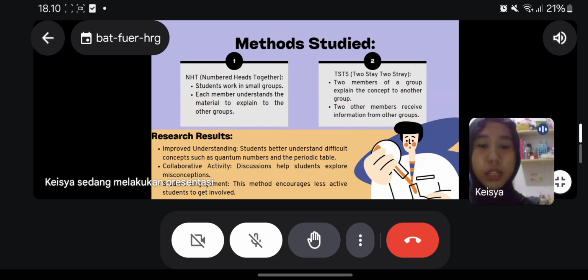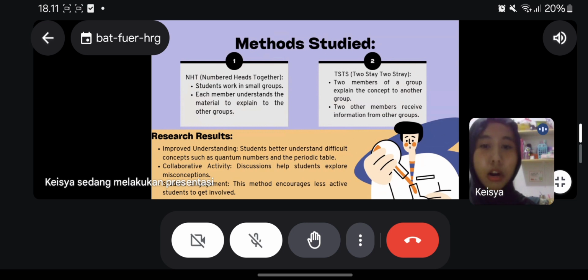Next, let's briefly discuss the contents of the journal. The methods applied in this study are NHT and TSTS. In the NHT method, students work in small groups, where each member is responsible for understanding the material and explaining it to other members. For example, if the material given is the electron configuration of the oxygen atom, then each student in the group must understand how to write the configuration such as 1s2 2s2 2p4.